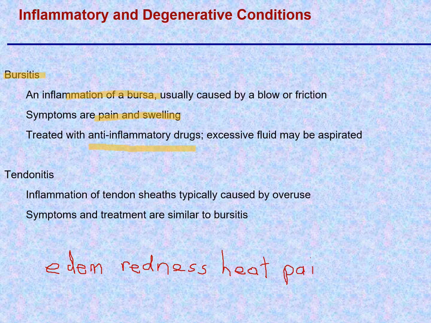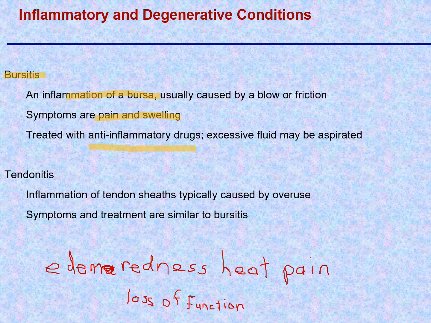Also, there's a 5th one, which was actually described a little later after these. The 5th one is loss of function, which typically accompanies the other characteristic signs of inflammation. The person's not going to use it because it's too painful, or they actually can't use the joint at all. So inflammation around joints is quite a problem, and one of the inflammatory processes that occurs is bursitis.